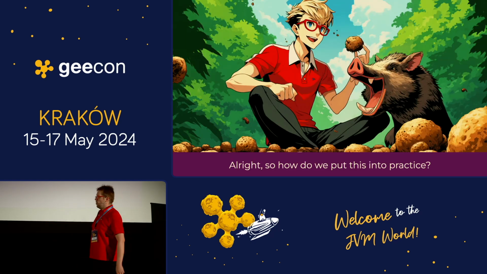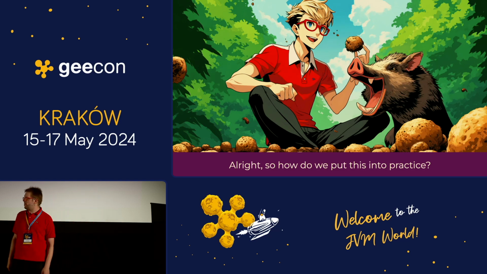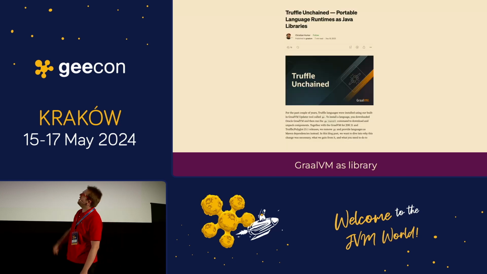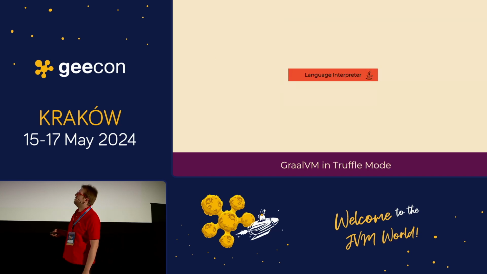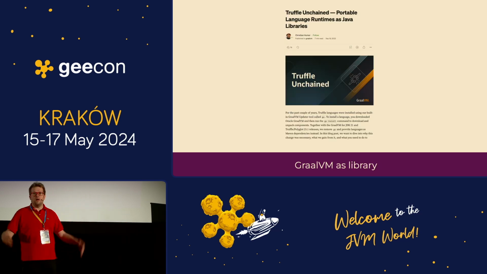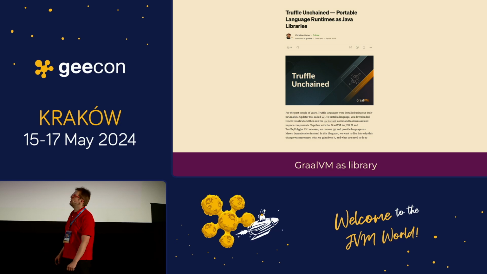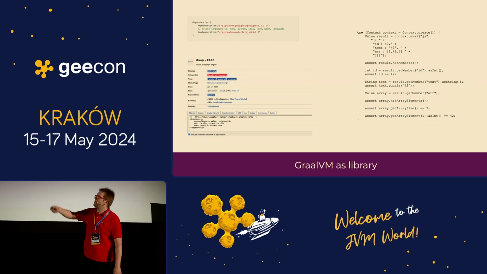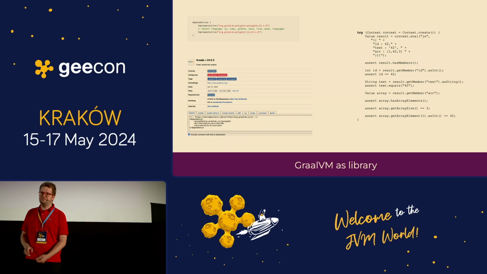Okay. So we have the theory, in 5 minutes. All right, so how do we put this into practice? In practice, it means that we can just implement language interpreters. And for years, we needed to use the GU application to download Truffle languages. Currently, through a process called Truffle Unchained, which was a big announcement last year in the GraalVM community, they are distributed as a standard Maven library that can be taken from Maven Central.